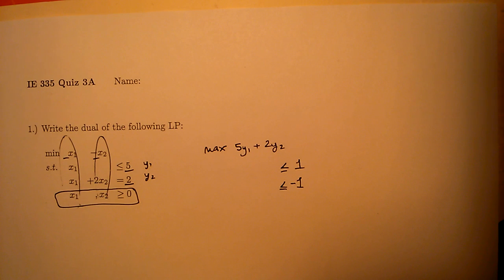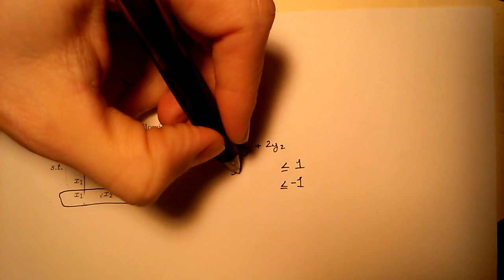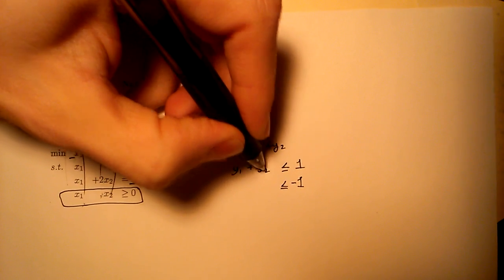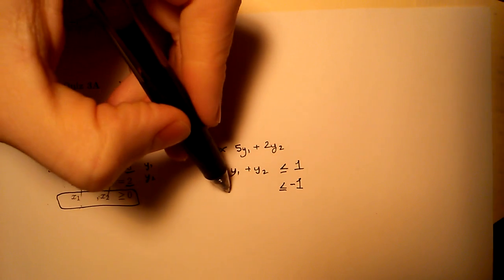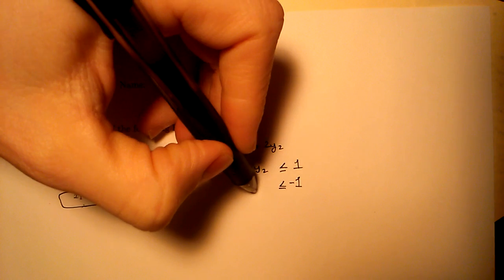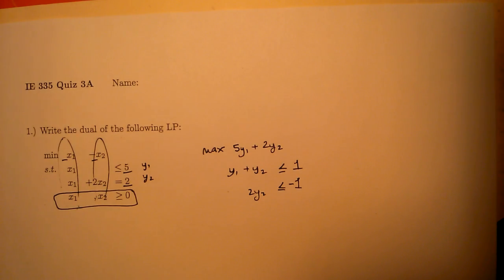Okay. To write out the A matrix for my dual, I simply need to write out A transpose for my primal. So in other words, my first row in my dual would be found by looking at the first column in my primal. So I've got y1 plus y2. The second row in my dual A matrix will be found by looking in the second column of the A matrix in the primal. So I'll have 0 right here, and then I'll have 2y2.